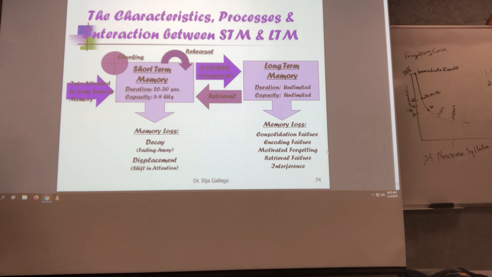If we have memory loss in long-term memory, it can happen due to a consolidation failure, meaning we physically don't make a memory because we fainted or something like that. Due to an encoding failure, we saw something, we read about it, whatever, but we didn't try to remember it. Motivated forgetting, we have some psychological reason or motive for forgetting. A retrieval failure, where it's in the long-term memory, but you can't access it, you can't find the right neural pathways to bring it back to short-term. And also interference, when one thing gets in the way of you remembering the other.